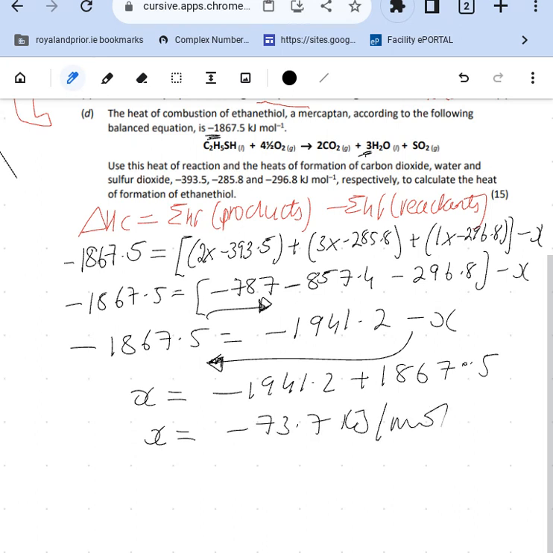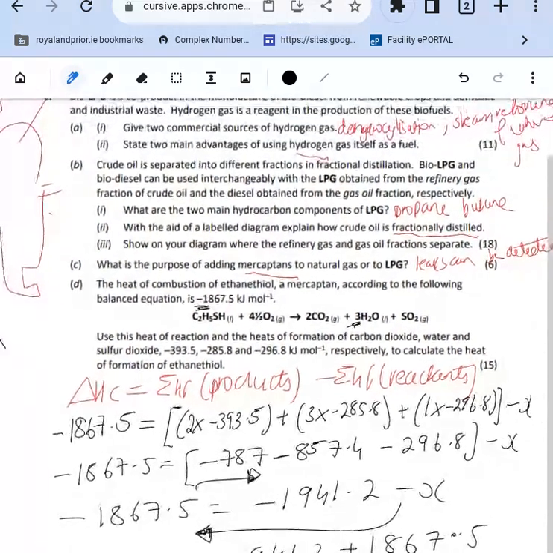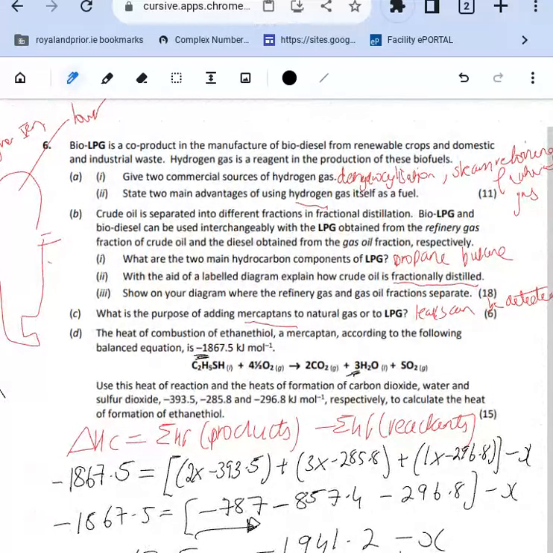kilojoules per mole. So a lovely calculation there, 15 marks out of 50, 30% of the question, with your usual kind of wee things: mercaptans, how hydrogen's produced, and your fractional distillation. To me, that was the tough one there.